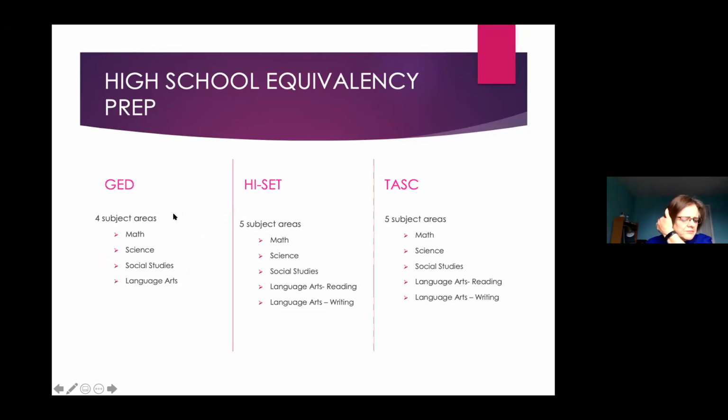GED. I don't know if anyone uses it. So far everyone I've talked to primarily uses HiSET, which I think is the most popular. If anybody uses GED, maybe you could even just put in the chat, we have GED in my county, my students take GED. Otherwise, I'm assuming HiSET is the most popular. So if people want to say, yeah, we do.